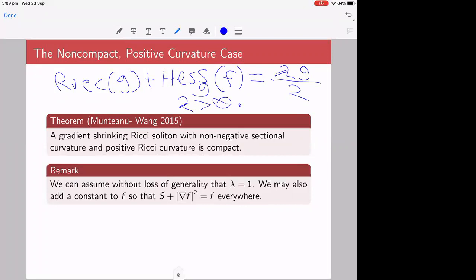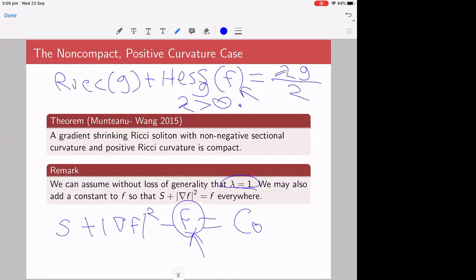Now, because of the scaling invariances of this equation, it turns out that we can basically assume without loss of generality that lambda equals 1. Furthermore, you may recall that this quantity here is actually constant for a gradient shrinking Ricci soliton with lambda equals 1. But of course, you can add a constant to the function f here, and this equation is unchanged. And so if you add that same constant to this equation here, this changes, but nothing else changes, which means that you can basically assume without loss of generality that this constant is equal to 0.